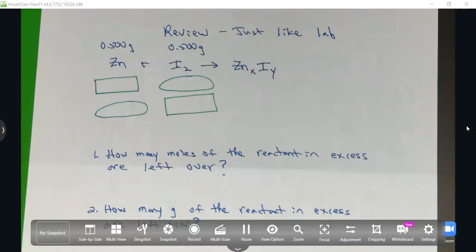Again, if you're just coming in, this will be just like the lab. These are the exact quantities. You're going to add about half a gram of each. So if you get this down nicely, you'll do the lab pretty well and get a good review for us as well.